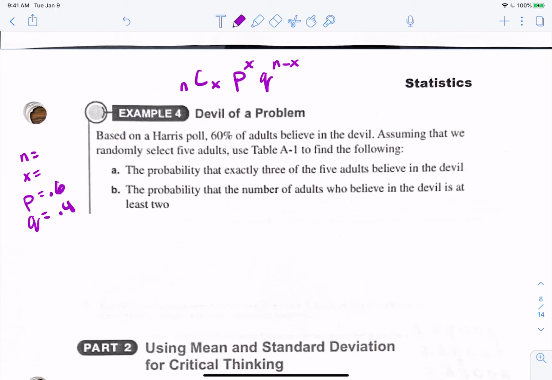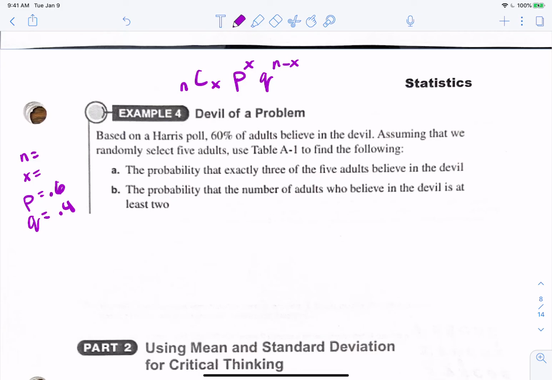I wish that instead of putting success versus failure, they would have put what you're interested in and what you're not interested in. You're interested in people who believe in the devil, and you're not interested in people who don't, so 0.4. Success versus failure doesn't necessarily mean success versus failure.